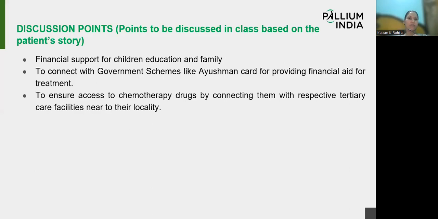To connect with the government scheme, an Ayushman card was prepared for this patient to provide financial support for treatment and other medicines, and to ensure access to the drugs by connecting them with the respective tertiary care facility near their locality, whereby they can get the medicine and treatment easily. So this was all about my case.